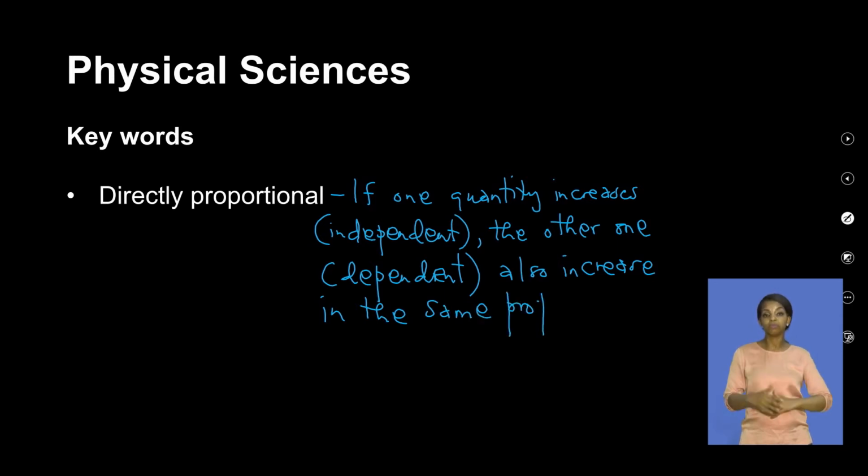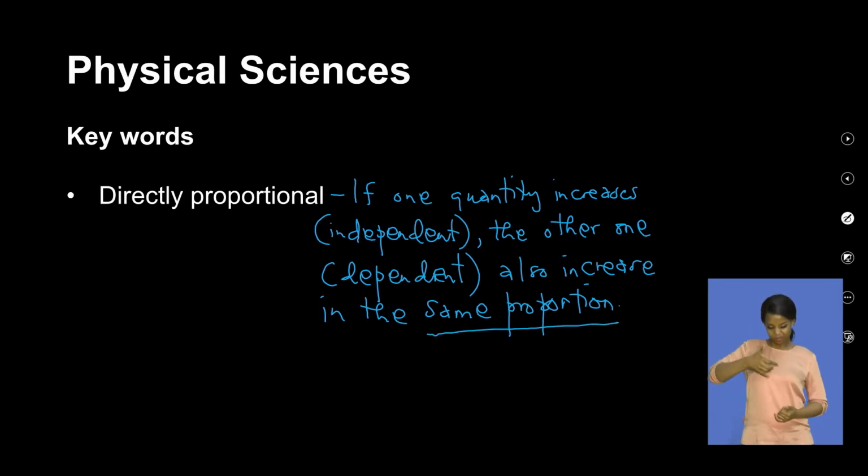So that's what is very important as far as directly proportional is concerned. If you increase the independent variable, the dependent variable in response will also increase, but in the same proportion. Equally so, if we decrease the independent variable in terms of magnitude, the dependent variable will also decrease in the same proportion. So I want us to emphasize the proportion, because that's what it's all about, right?